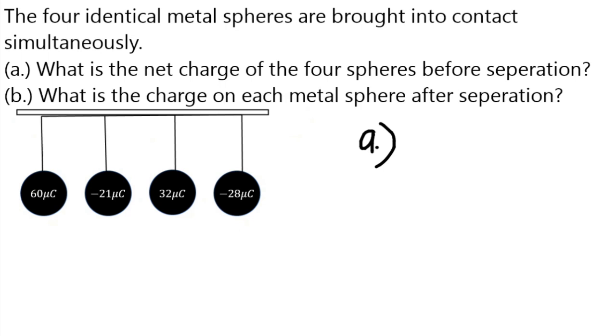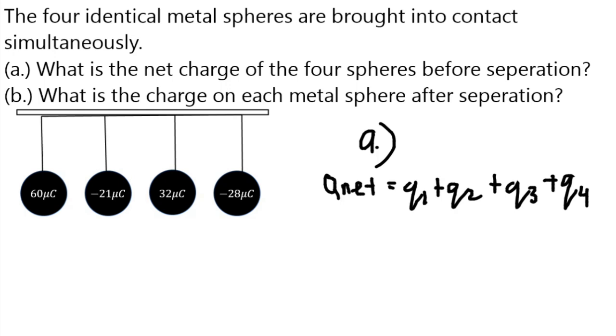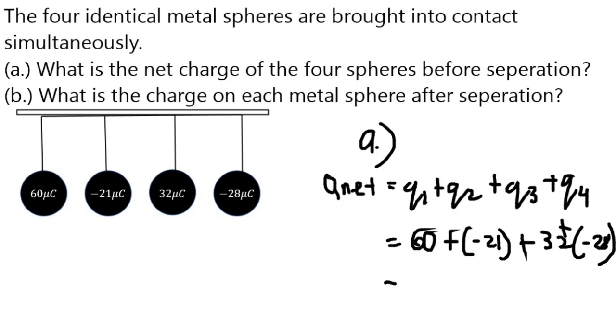So the four identical metal spheres are brought in contact simultaneously. What is the net charge of the four spheres before separation? So to get the net charge, we're just going to add all of them. So don't forget the negative sign though. So Q1 is going to be 60, the other one is going to be negative 21, plus 32 microcoulombs and then plus another 28 microcoulombs. So this is going to be the net charge before the separation. So it's going to be 43 microcoulombs.